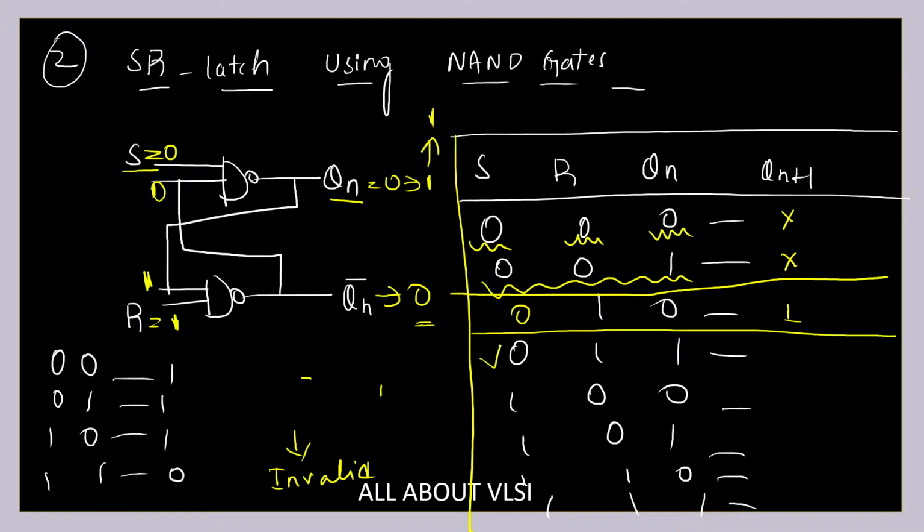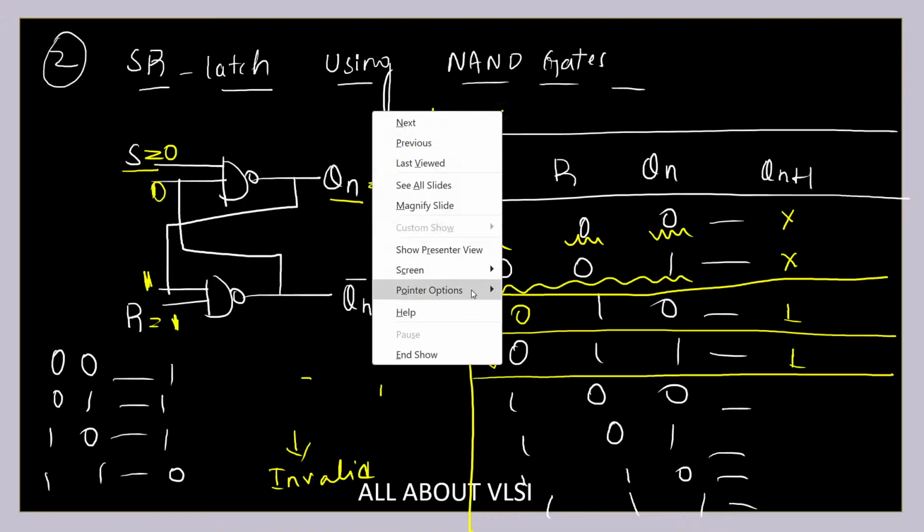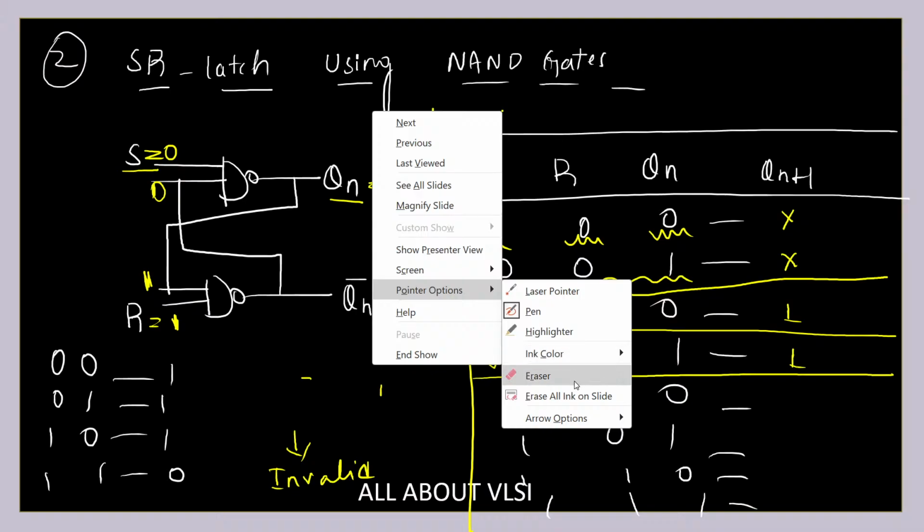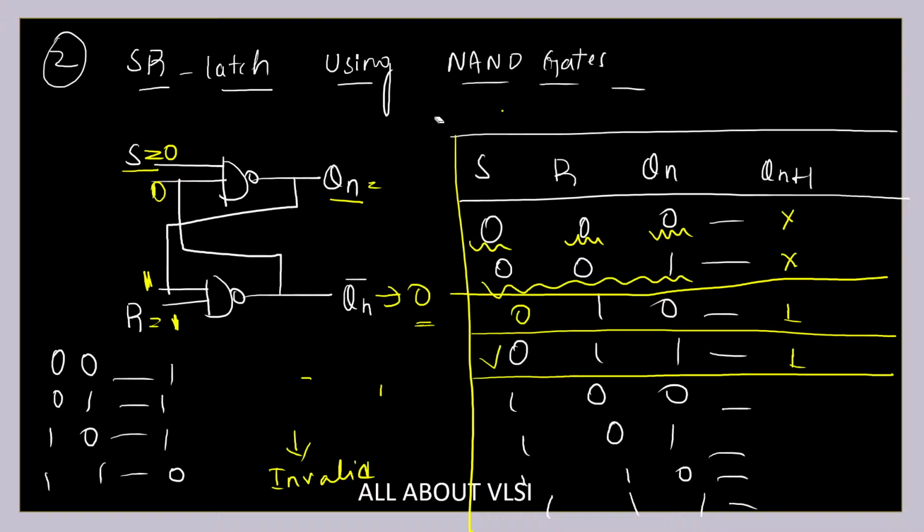And if you calculate this also, you're going to get the same thing. Whenever your S is equal to 0, R is equal to 1, and if your present state is equal to 1, your Qn plus 1 is equal to 1. So this is the scenario where S is equal to 0 and R is equal to 1. You are going to get your next state equal to 1, irrespective of your present state, it might be 0 or it might be 1.